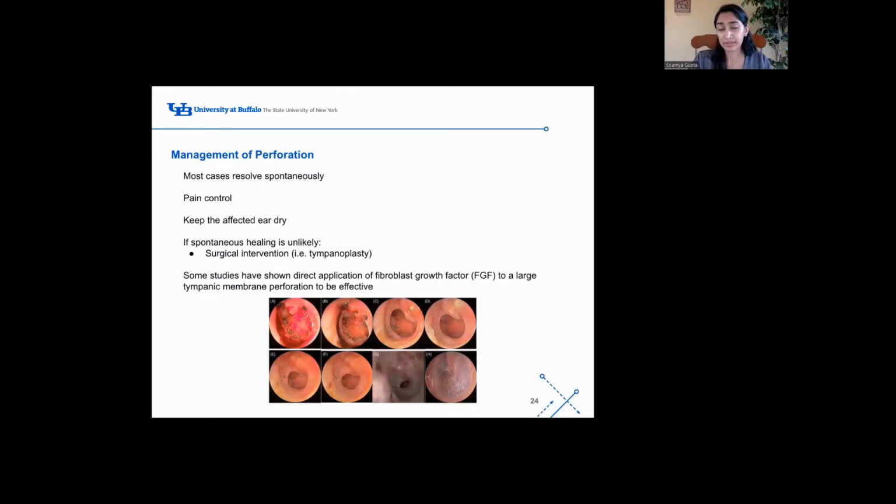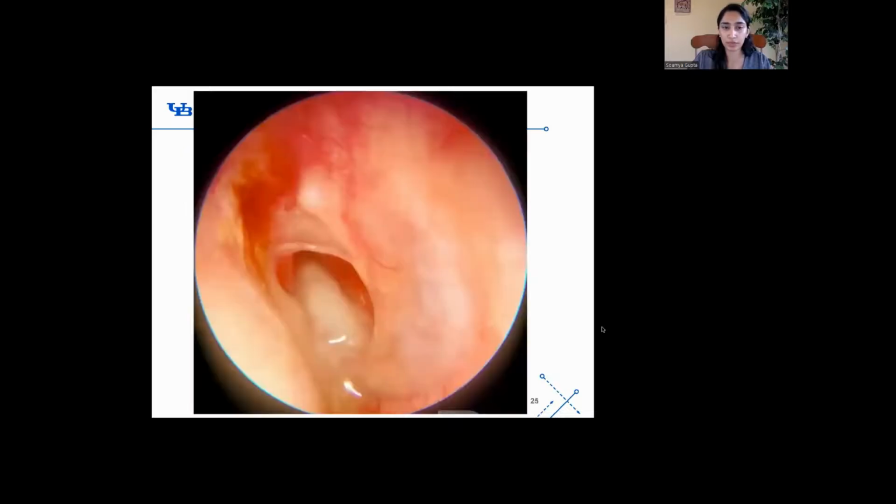So some studies have even shown that if you directly apply FGF, then it can be very effective for healing a large tympanic membrane perforation. Here is what it looks like to begin with. And after 2 months of treatment, it has completely healed. So that's another cool thing to know about. Okay, moving on to the next case.